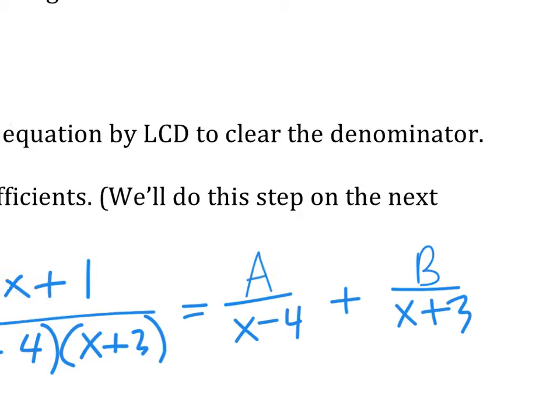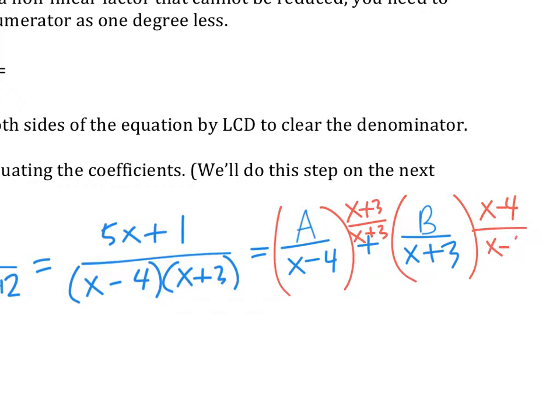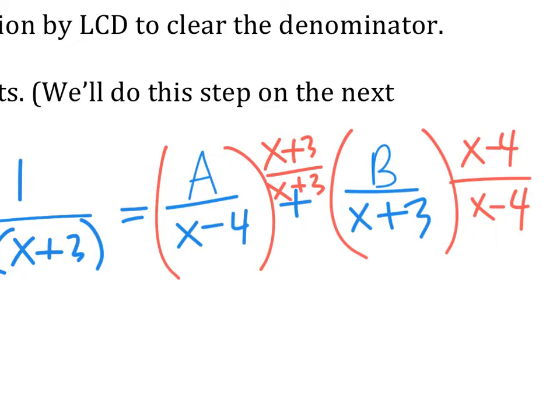Okay, the next thing we're going to do is just combine them together into one big fraction. Again, so you just did that. Okay, so go ahead and do that and just combine them into one big fraction. Make sure you distribute a and b.